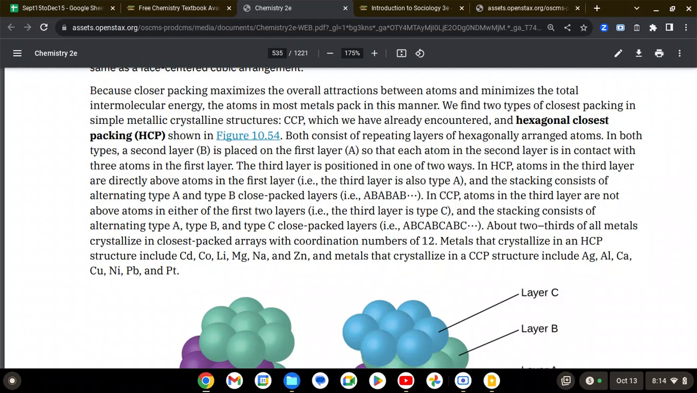About 2/3 of all metals crystallize in closest packing arrays with coordination numbers of 12. Metals that crystallize in an HCP structure include Cd, Co, Li, Mg, and Zn: cadmium, cobalt, lithium, magnesium, and zinc. Metals that crystallize in a CCP structure include silver, aluminum, calcium, copper, nickel, lead, and platinum.